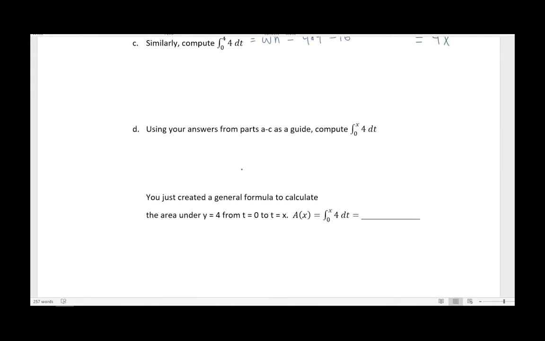So I'm going to rewrite all of this work, 0 to x, 4 dt. We said that that was 4 times the width. Or, let me rewrite this. I just want to have this as a reference, even though we wrote it already. Width times height. So we said that was x times 4, and I'll just write that as 4x. So we just created a general formula to calculate the area under this curve from 0 to x, and that was 4x.